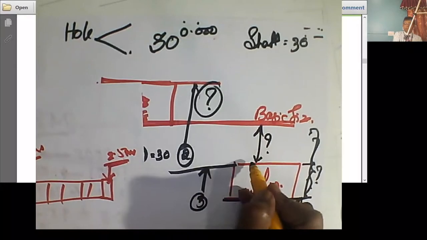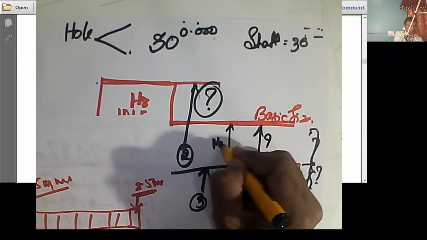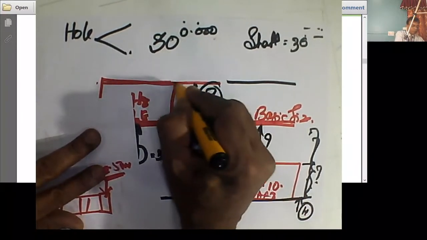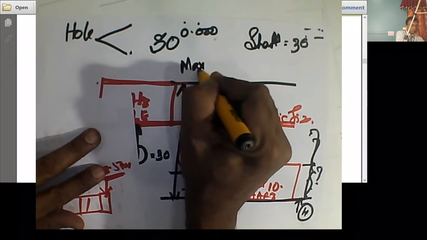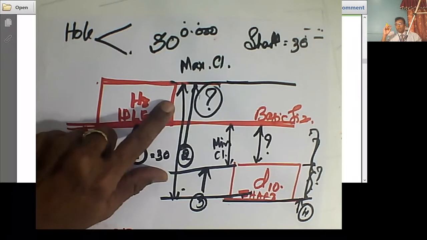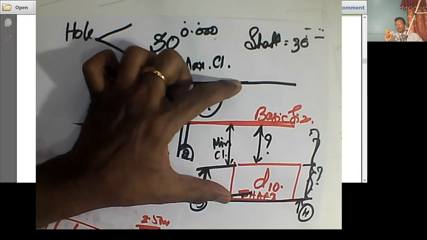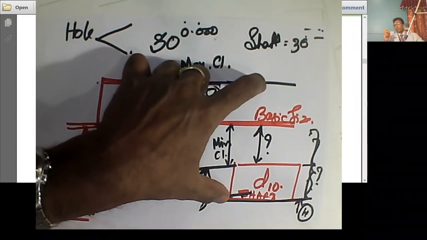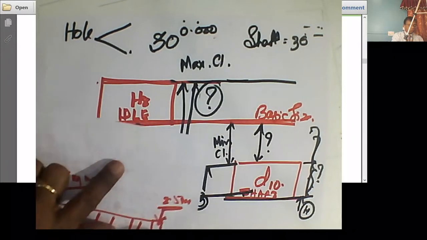Can you see the clearance here? This is the clearance. This is minimum clearance. And this is maximum clearance. Yes or no? This is minimum: minimum size of the shaft, hole, maximum size of the shaft, this gives you minimum clearance. And maximum size of the hole, then minimum size of the shaft will give you maximum clearance. Right. Now, we need to find out 1, 2, 3, 4. Let us solve the problem.